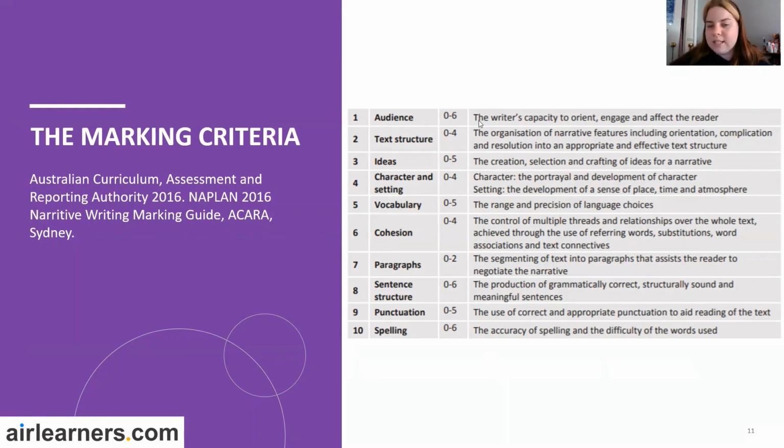So here we've got our marking criteria from the NAPLAN website. We've got audience, which is 0 to 6, text structure, 0 to 4 points, ideas, 0 to 5, characters and settings, 0 to 4, and characters and settings we didn't go through earlier, so we'll go through it now. Character, the portrayal and development of character, and setting, the development of a sense of place, time, and atmosphere. Next is vocabulary, 0 to 5, cohesion, 0 to 4, the control of multiple threads and relationships over the whole text, achieved through the use of referring words, substitutions, word associations, and text connectives. Paragraphs, 0 to 2, sentence structures, 0 to 6, punctuation, 0 to 5, and spelling, 0 to 6.